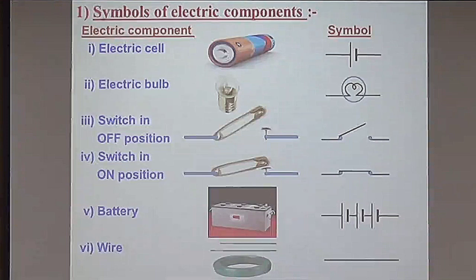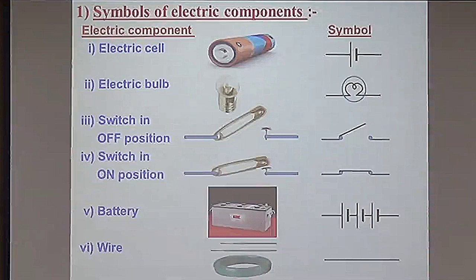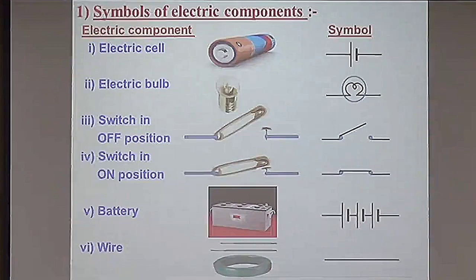The next is electric bulb. The electric bulb is given by a symbol like this, and we encircle the electric bulb symbol because that denotes the bulb. The next is switch in off position. We take 2 horizontal wires, and when the switch is in off position, the switch is not connected. Therefore we can see that the switch is open.